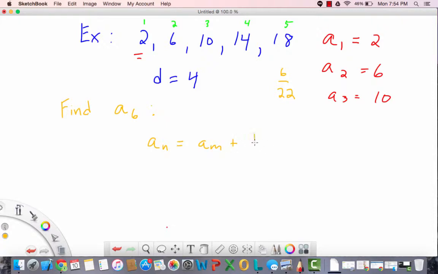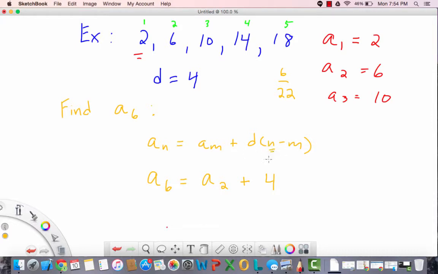Obviously we can, otherwise I wouldn't be doing this example. What we will do is we will say a sub 6 equals, and here we have a lot of choices. We can use a sub 1, 2, 3, 4, or 5. I just want to show you how versatile it is. Let's choose the second term, a sub 2. We're going to add d times n minus m.